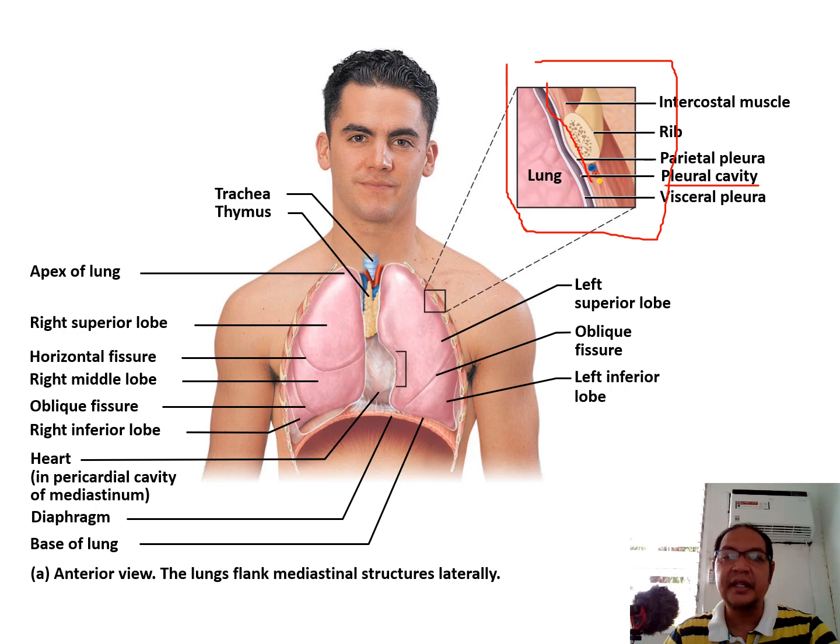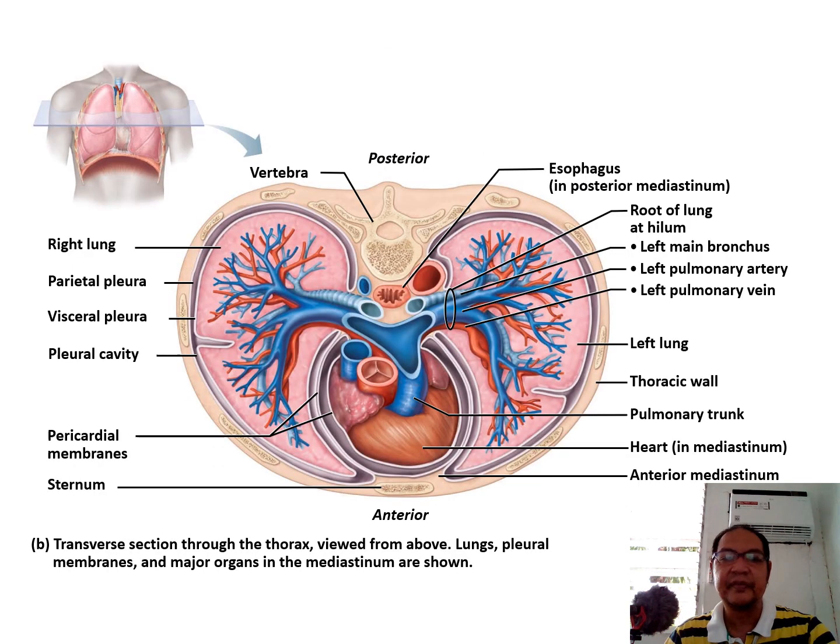Inside there are fluids. Okay, that makes these two cling to each other. That's why when your chest rises up, this one clings to the parietal pleura, okay, and promotes lung expansion.